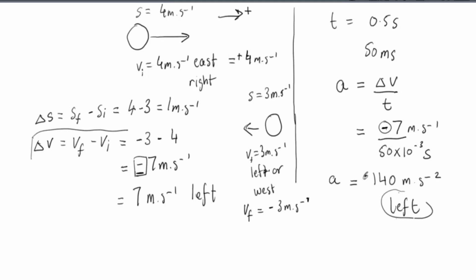I've just realized I've made a little silly mistake over here, and I've said time is equal to half a second. What I meant to say is time is actually equal to 0.05 seconds, which converts to 50 milliseconds.